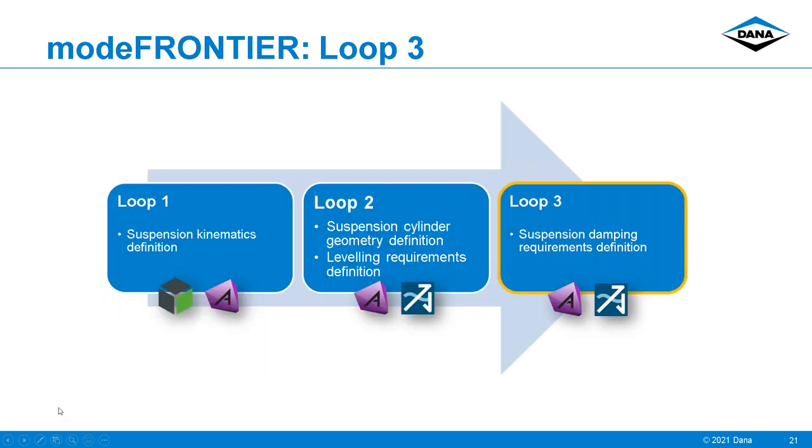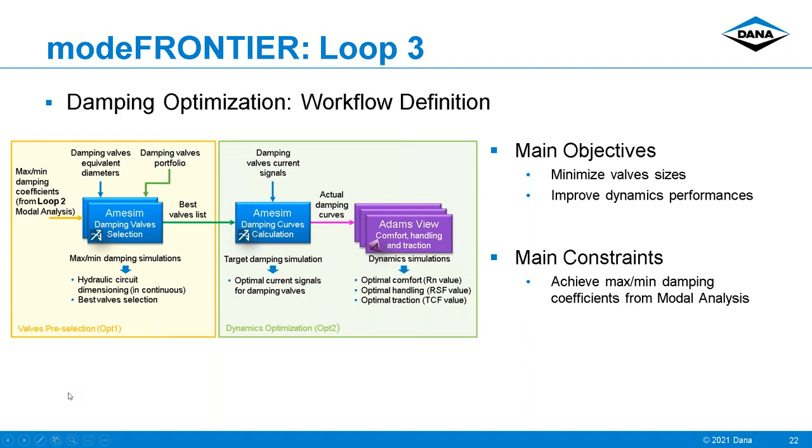Finally, loop 3 is introduced. As anticipated, the topic of this loop is the definition of the parameters concerning the system damping. The starting point is the ideal minimum and maximum damping values obtained from the model analysis of loop 2. We decided to divide the workflow into two sub-optimizations, which are first the selection of orifices and damping bars, and the subsequent optimization based on the system dynamic behavior.